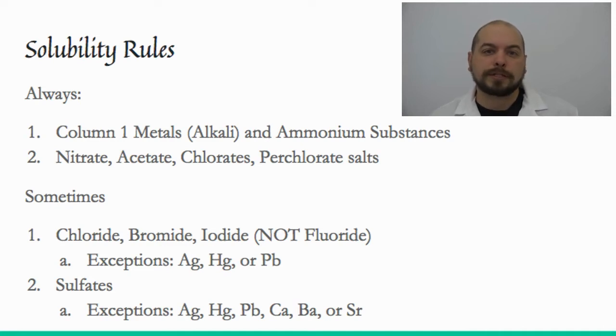Also, sulfate salts are almost always soluble with the same exceptions. When paired with lead, mercury, or silver, those anion-cation pairs would be considered insoluble. In addition, when sulfate is paired with calcium, strontium, or barium, those would also be considered insoluble.